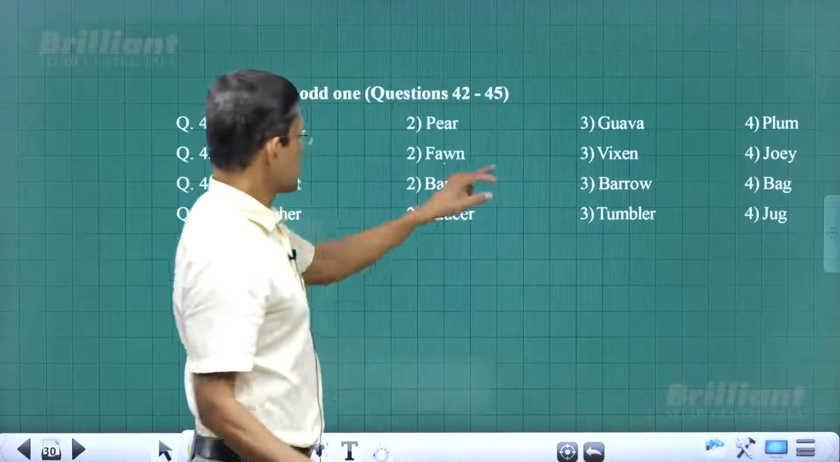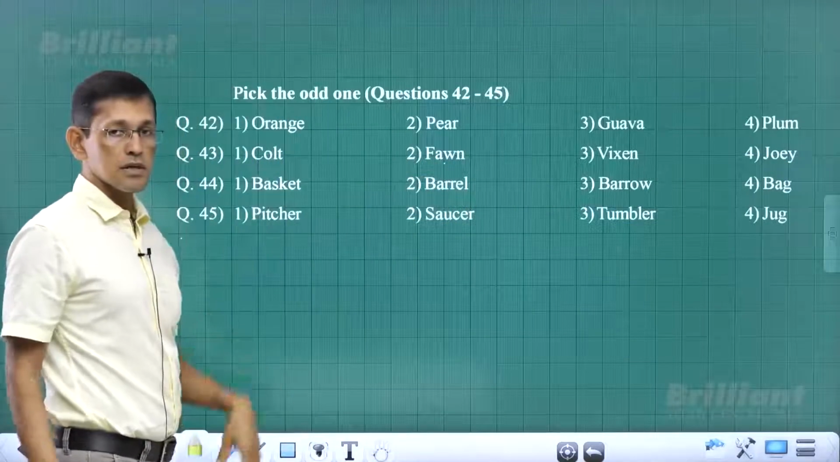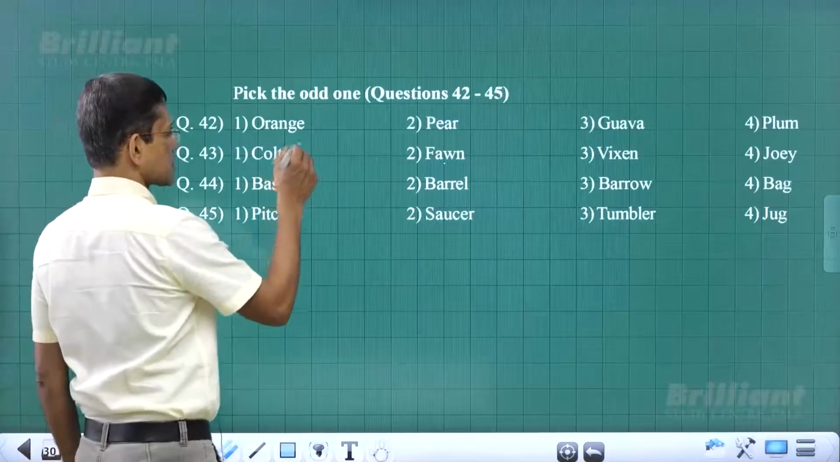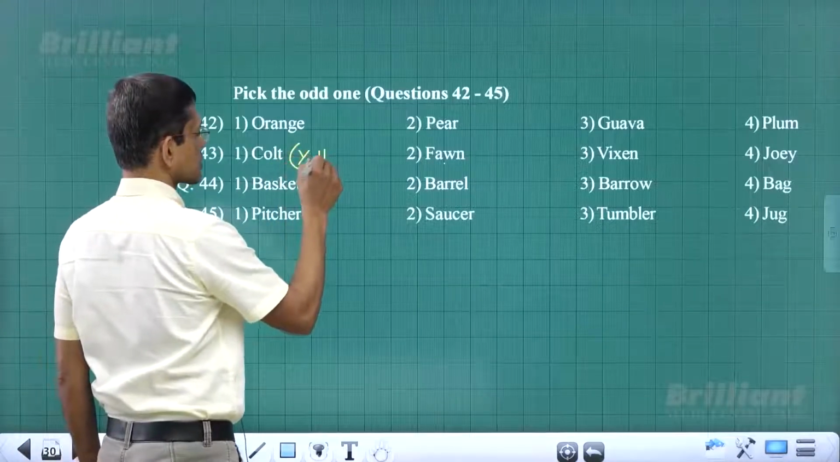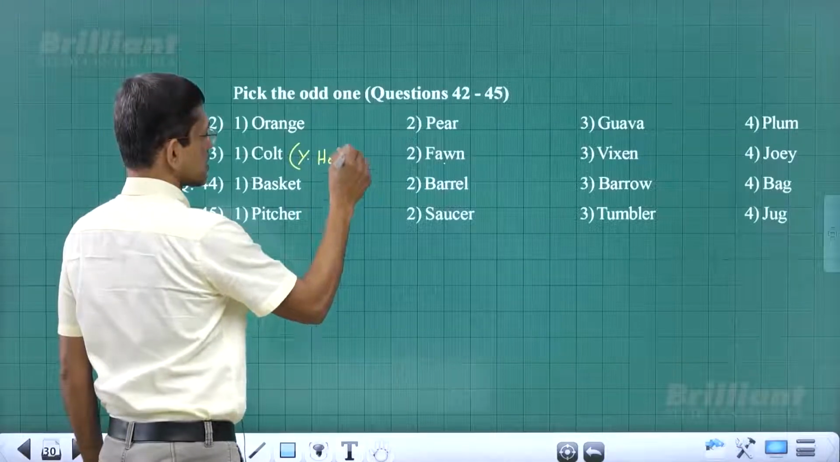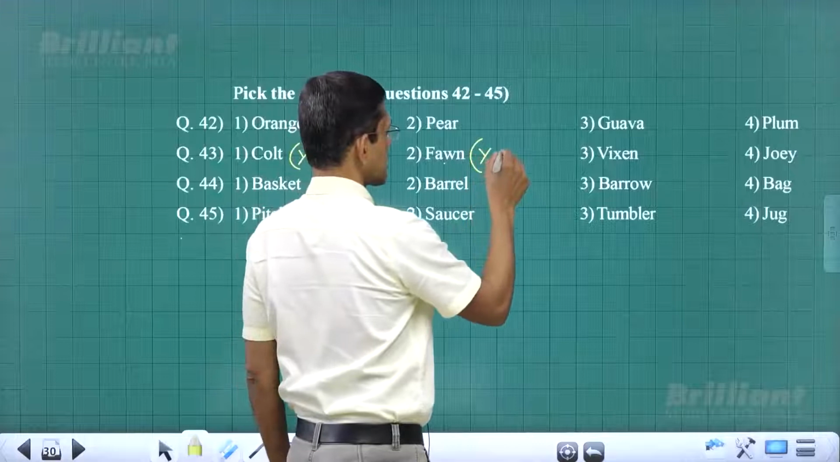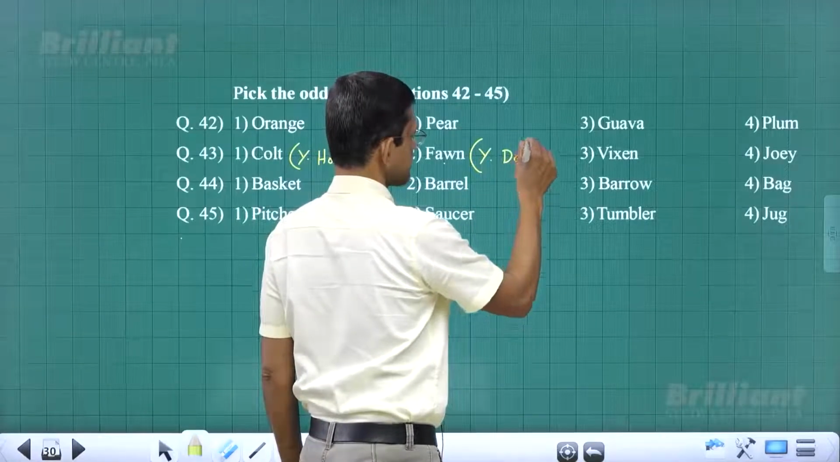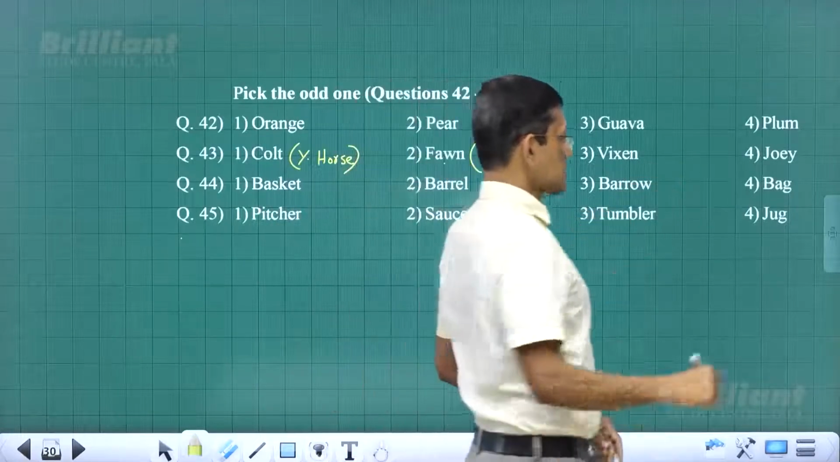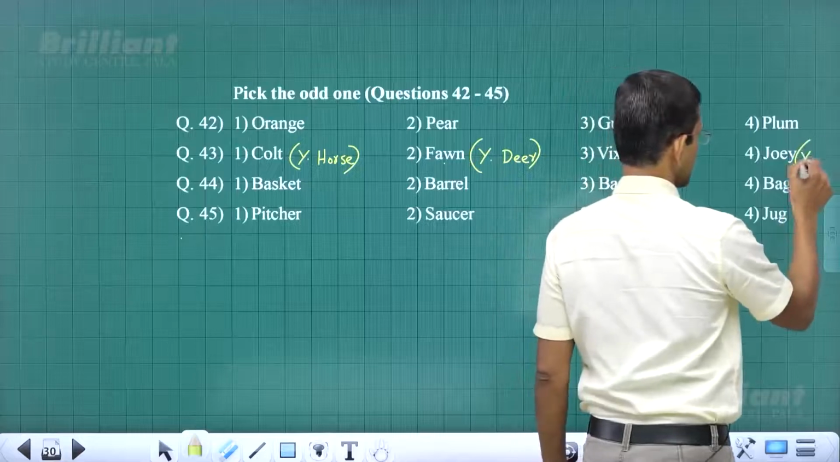And how about vixen, fawn, and colt? Colt is a young horse. And fawn, young one of a deer. And joy, young one of a kangaroo.